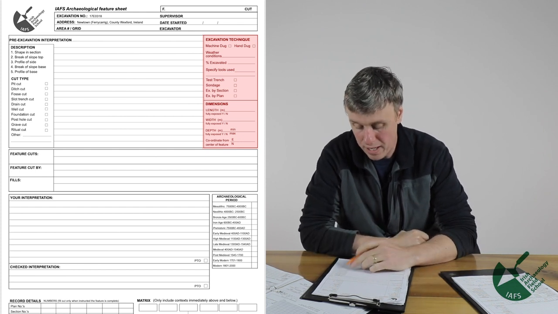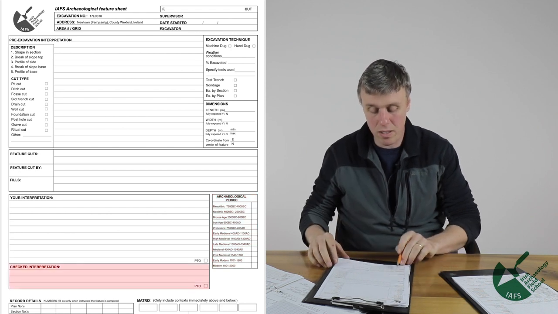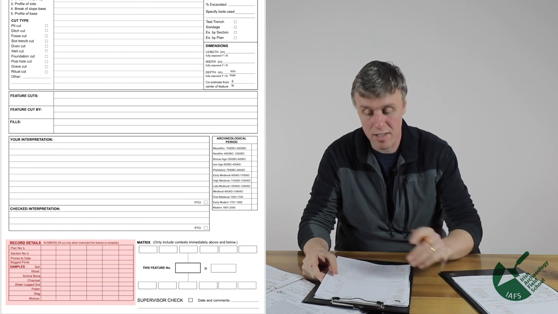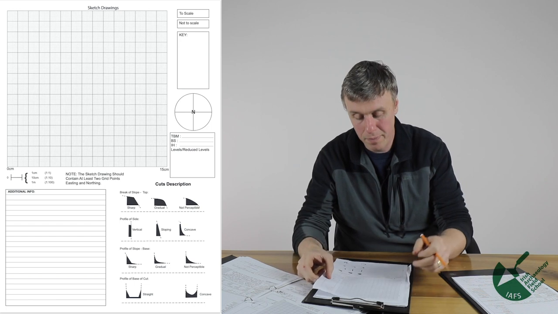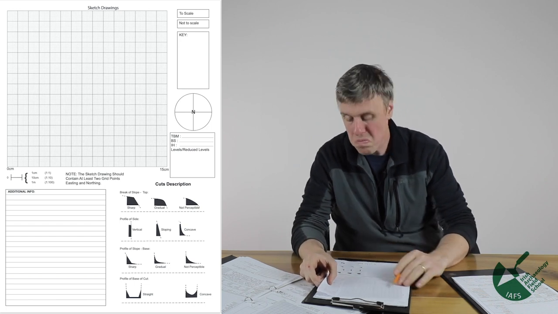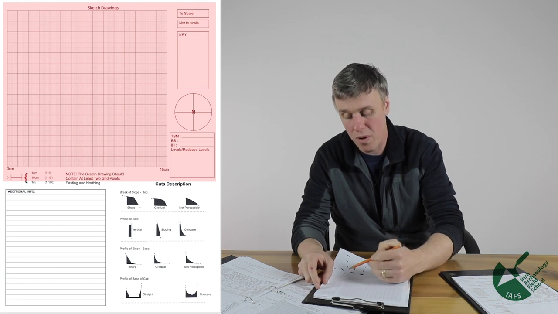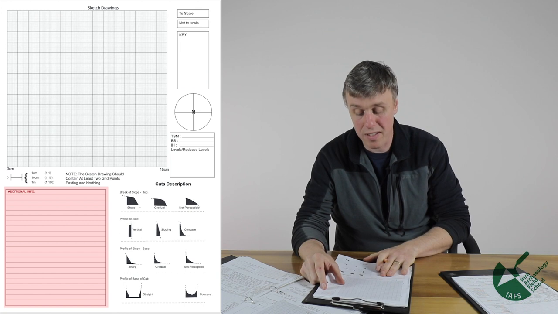The archaeological period is identical. The checked interpretation is identical. The record details on the bottom left are identical. And the matrix is identical and done for the same reasons. Okay, we'll flip over quickly. You will see the sketch drawing, identical as well, as is the to scale, not to scale, the key, the north arrow, and the levels, and the additional info is identical as well.